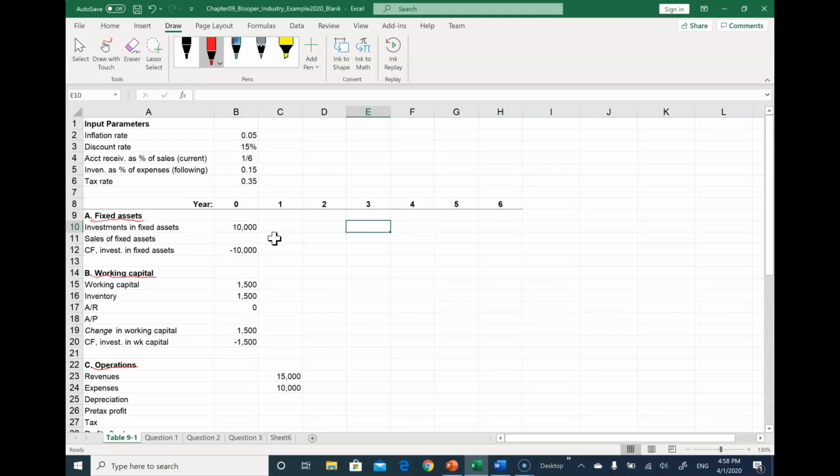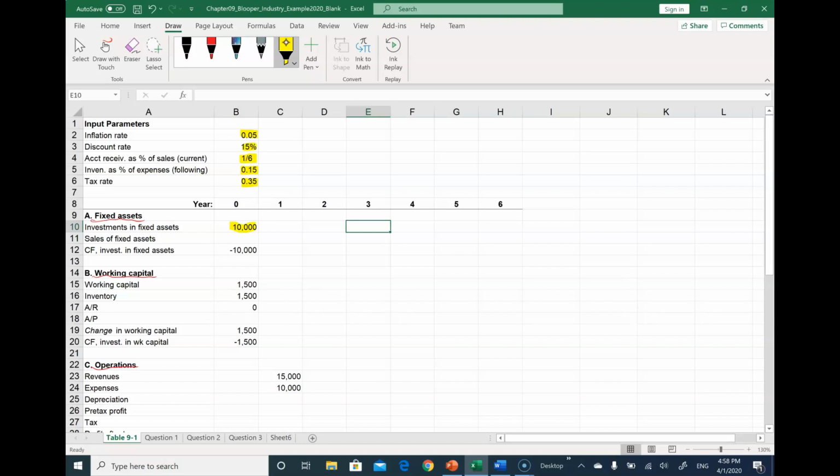So these are the parameters. The inflation rate is expected to be 5%, and the discount rate was 15%. Accounts receivable is 1/6 of the revenue of the current year, and inventory is 15% of the expense of the following year. The tax rate is 35%. And from the question, we learned that the initial investment is $10 million, so the unit is 1,000. So this is $10 million.